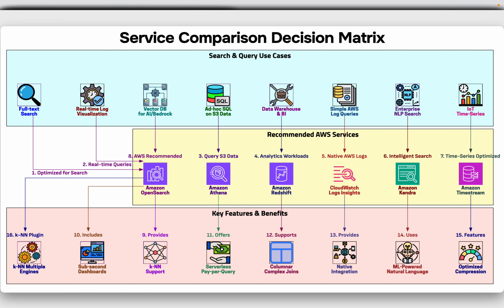And finally, the OpenSearch KNN plugin. So this is a plugin. OpenSearch supports multiple KNN engines for the vector search.